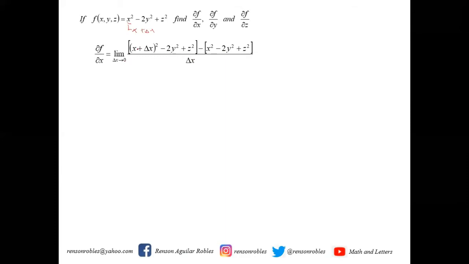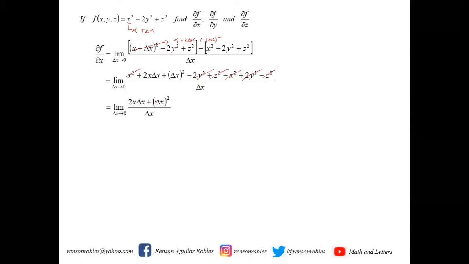And then the next step is to simplify this part. (x plus delta x) squared is equal to x squared plus 2x delta x plus (delta x) squared. So we have the limit of x squared plus 2x delta x plus delta x squared minus 2y squared plus z squared minus x squared plus 2y squared minus z squared all over delta x as delta x approaches 0. By combining similar terms, x squared and negative x squared become 0, as do negative 2y squared and positive 2y squared, and positive z squared and negative z squared. And then we shall now have the limit of 2x delta x plus delta x squared all over delta x as delta x approaches 0.